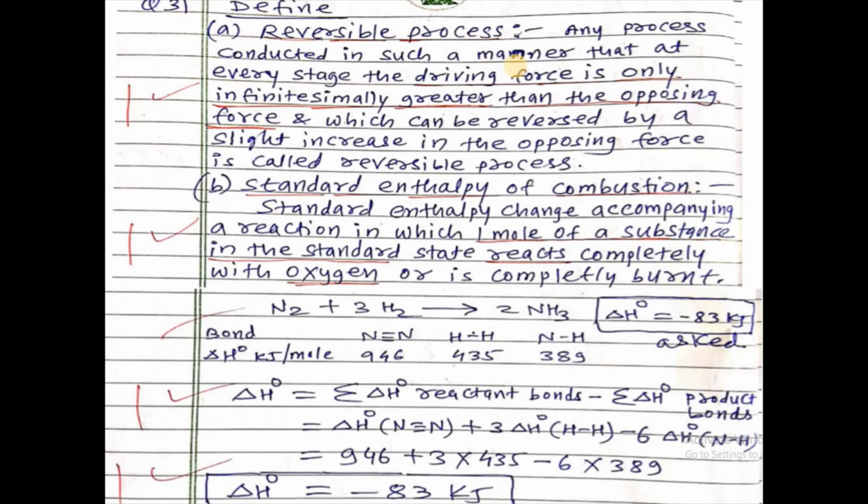Standard enthalpy of combustion is the standard enthalpy change accompanying a reaction in which 1 mole of a substance in the standard state reacts completely with oxygen, or burns completely. That means a combustion reaction takes place, combustion of 1 mole of a substance in presence of oxygen to burn completely. It is known as standard enthalpy of combustion. 1 mole of substance in the standard state is necessary, and it reacts completely with oxygen.